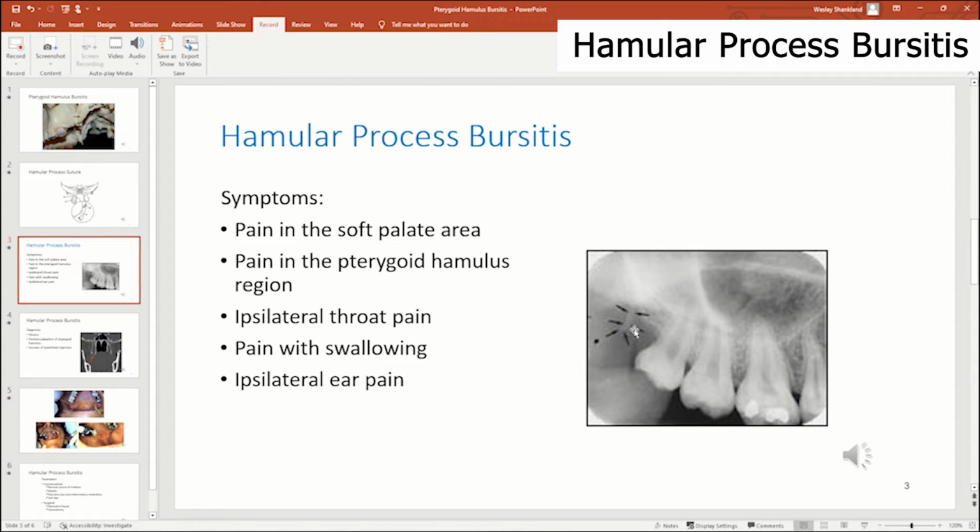Here is a nice picture of an x-ray of the pterygoid hamulus of the sphenoid bone, which is rather rare because it's hard to find one that good. But that's the bony structure you look at.